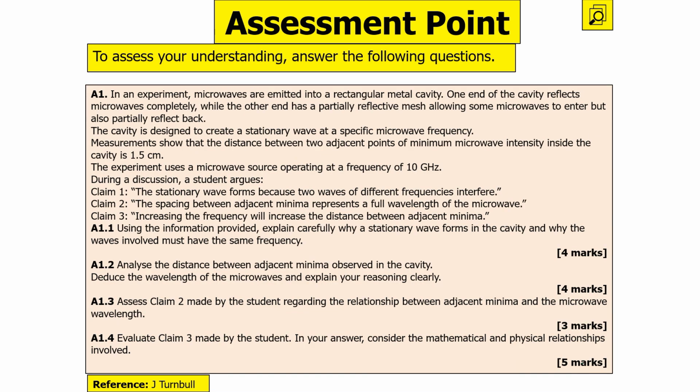In an experiment, microwaves are emitted into a rectangular metal cavity. One end of the cavity reflects microwaves completely, while the other end has a partially reflective mesh, allowing some microwaves to enter but also reflect back. The cavity is designed to create a stationary wave at its specific microwave frequency. Measurements show that the distance between two adjacent points of minimum microwave intensity inside the cavity is 1.5 centimeters. The experiment uses a microwave source operating at a frequency of 10 GHz.